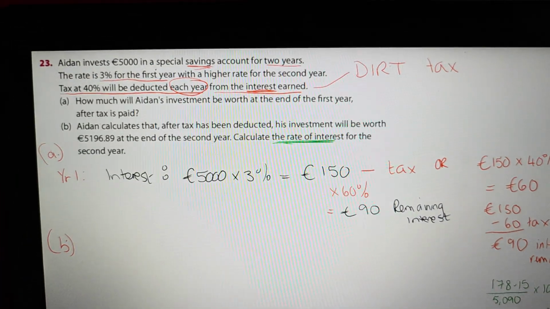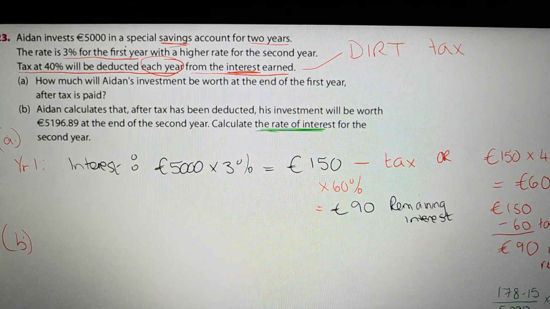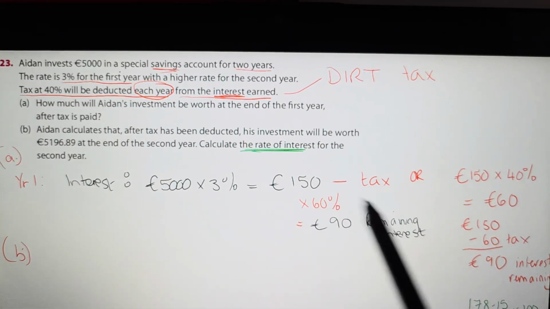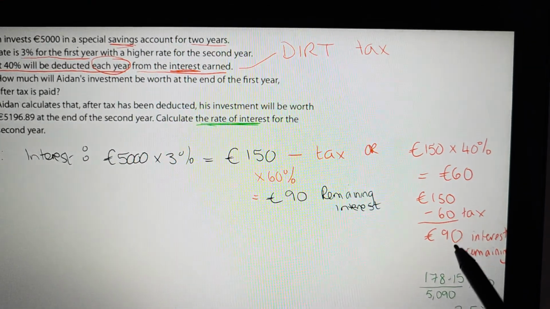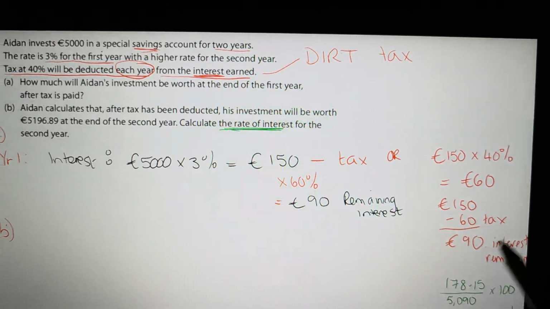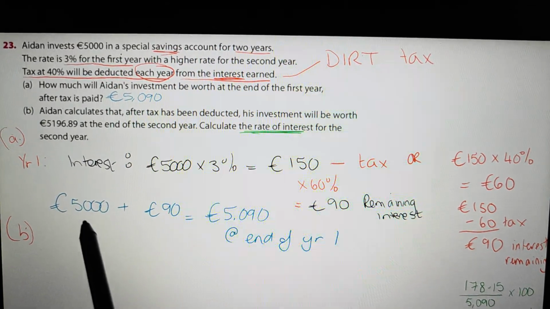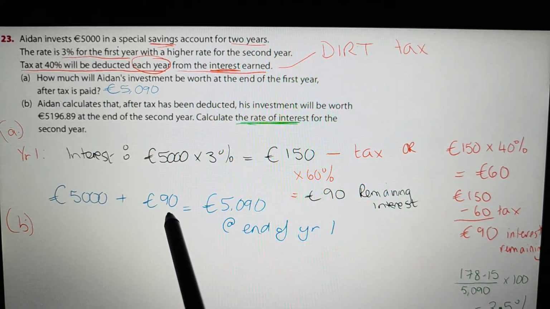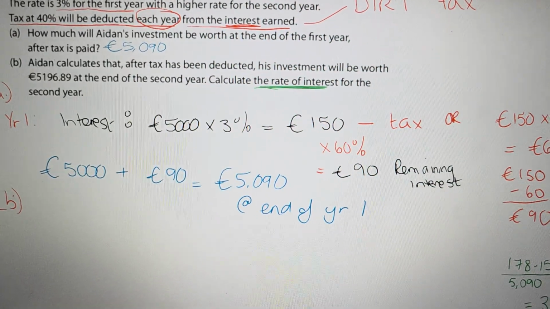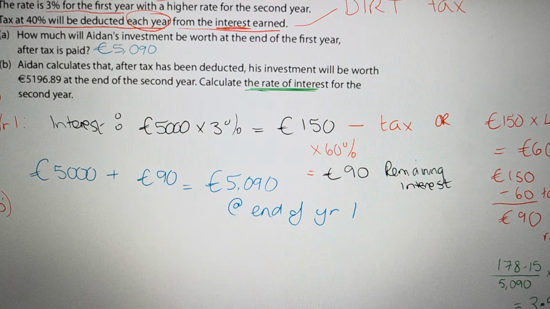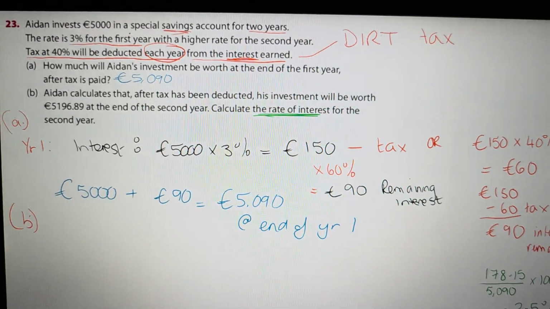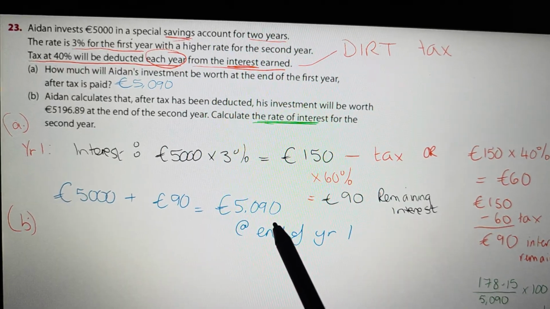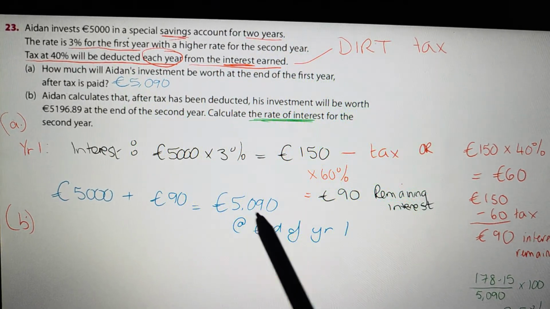Okay. The question said, how much would his investment be worth at the end of the first year? Well, he invested 5 grand. And now, after tax, he gets to keep 90 euro of the interest that he earned, which means it's the 5 grand he invested plus the 90 euro in interest that he gets to keep after tax, which means at the end of year 1, the value of his investment is 5,090 euro. If that's the value at the end of year 1, that would be the value of his investment at the very start of year 2.